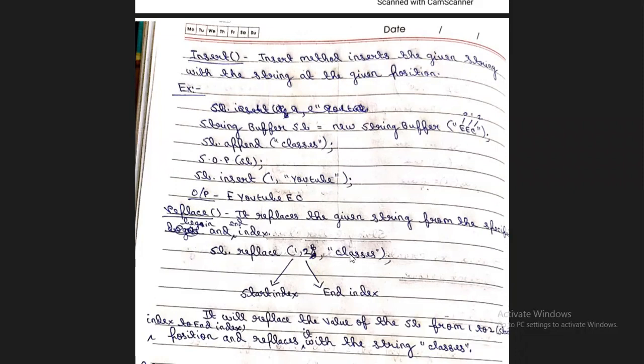Now if we use sb dot replace, the StringBuffer class object dot replace method, then this one is the start index, meaning this position E, and the end index is what I have mentioned, that is 2, meaning E and C, these 2 will be replaced with classes, so the value will be shown as E classes. Starting index to end index, the previous value will be replaced with the string which we have mentioned in the replace method.